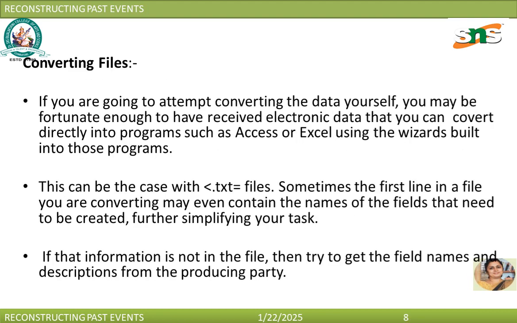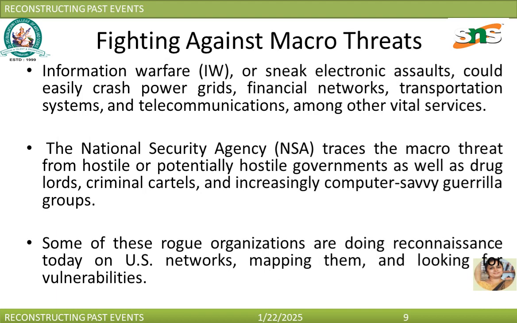If we want to convert the electronic data, we can load it directly into programs such as Access or Excel using the wizards built into those programs. This can be the case with a .txt file. Sometimes the first line in a file we are converting may even contain the names of the fields that need to be created, further simplifying our task. If that information is not in the file, then we have to get the field names and descriptions from the producing party.